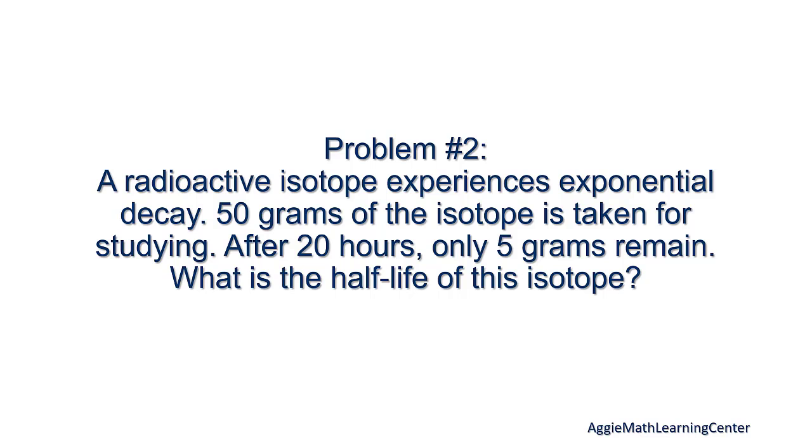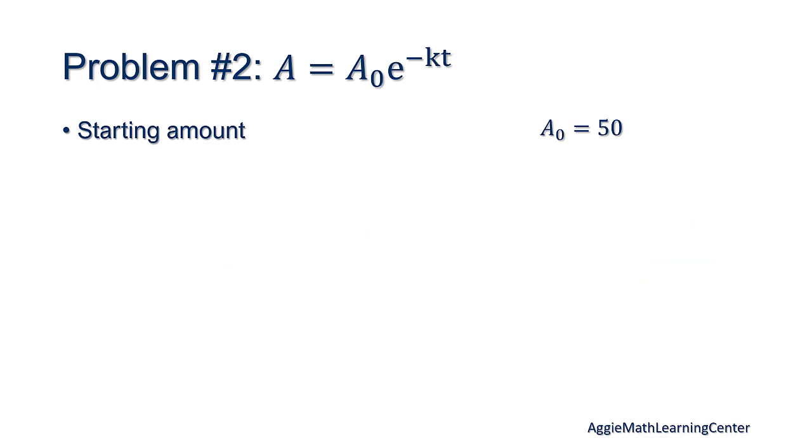In this problem, notice that we are using an exponential decay model. Therefore, we want to be working with the following equation: A equals A naught times e to the negative kt. From the word problem, we know that the starting amount, A naught, is 50 grams. We also know that after a time t of 20 hours, we have the amount A of 5 grams. We can plug these values in and solve for k.